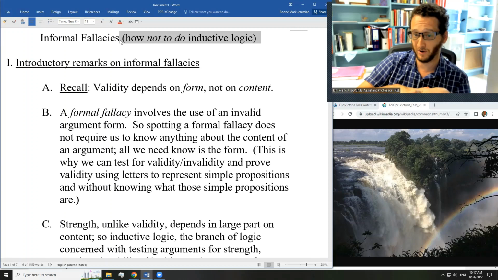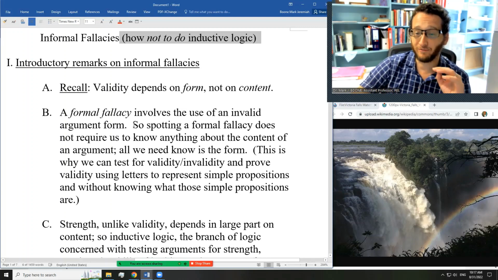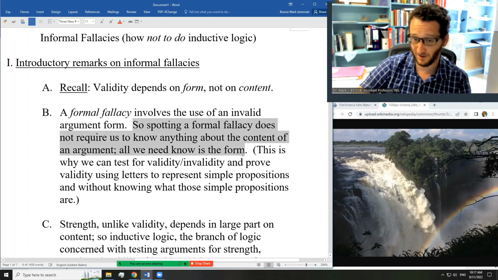Validity depends on form, not content, meaning if an argument is valid, which means that it's not possible for the premises to be true and the conclusion false at the same time, the validity of the argument depends on the way we're reasoning about things, not the things we're reasoning about. So a formal fallacy involves the use of an invalid argument form or an invalid pattern of reasoning, a way of reasoning about things that makes it possible for the premises to be true and the conclusion false at the same time. So spotting a formal fallacy does not require us to know anything about the content of an argument. All we need to know is the form, the pattern of reasoning, the way we're reasoning about things. It doesn't matter what we're reasoning about.